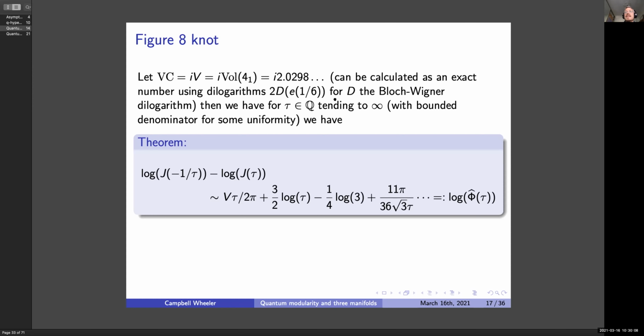So if we take tau and send it to infinity, and we bound the denominator of tau so that we have some sort of uniformity, then if we take the difference of the log of the Kashaev invariant evaluated at -1 over tau and just the log of the Kashaev invariant evaluated at tau, then asymptotically this looks like V times tau divided by 2 pi. So here we see exactly what we expect from the volume conjecture. And then we have a full asymptotic series. Here we have this log term, and then we get a nice asymptotic series in 1 over tau.